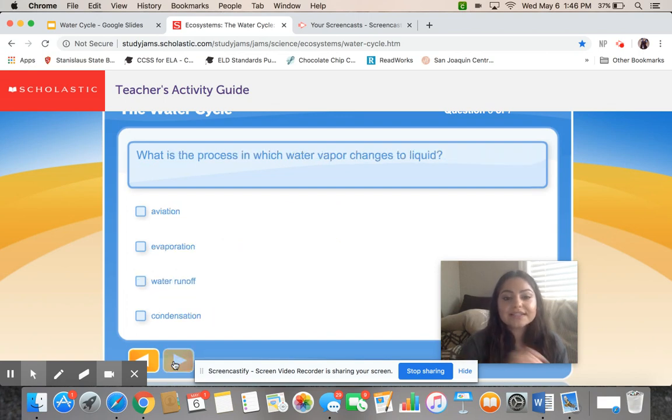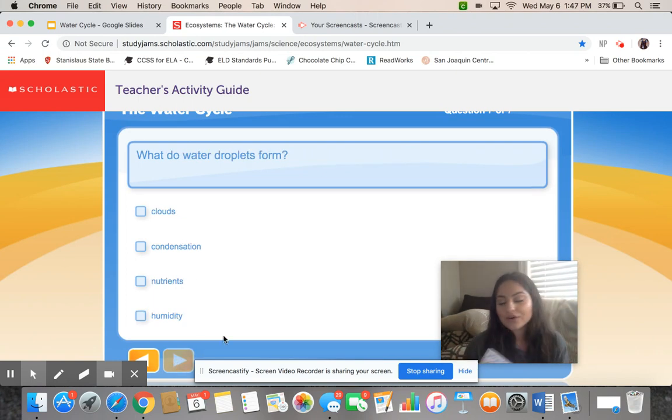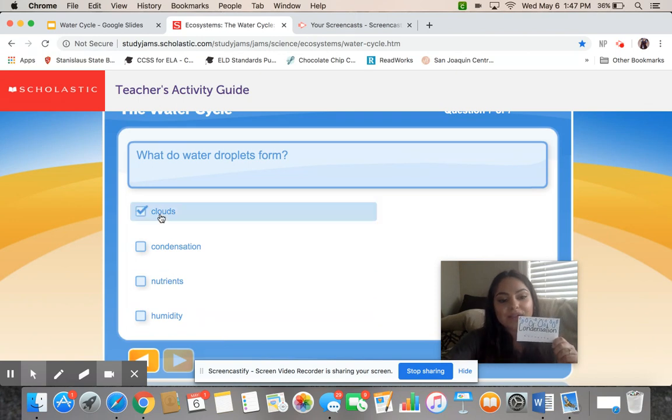What is the process in which water vapor changes to liquid? So let's pull up our condensation. The process in which gas changes into a liquid. So gas or vapor turning into a liquid, that would be condensation. What do water droplets form? Clouds, condensation, nutrients, or humidity. As the video showed, our condensation was represented in the clouds, so clouds would be the best answer.